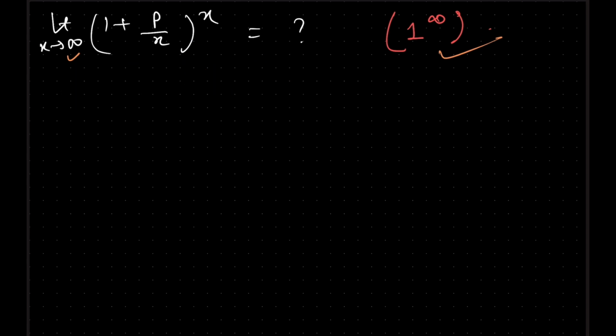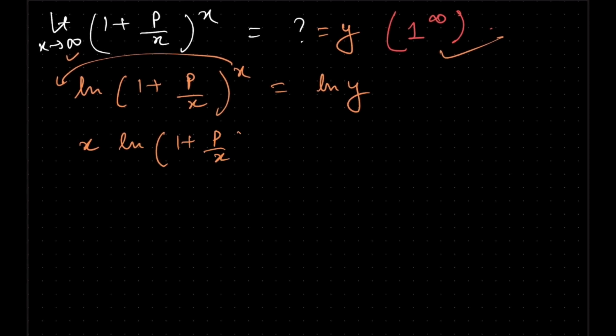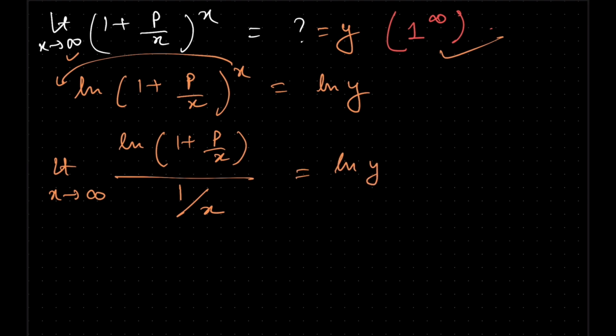So what we will do is assume this as y. Now take log on both sides, ln y equals x times ln 1 plus p by x. So now we will bring this x as 1 by x in the denominator, and x is tending to infinity. Now you can see that it has become 0 by 0 form. Here 1 by infinity becomes 0, and at the top also this p by x will become 0, and it will give us ln 1, which is finally 0. So 0 by 0 form.